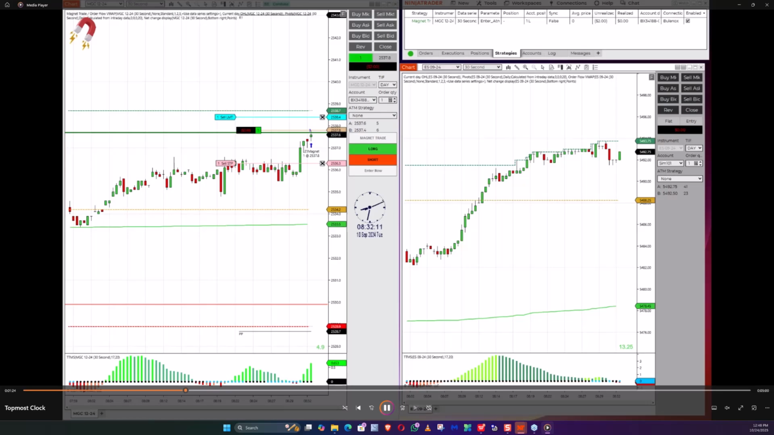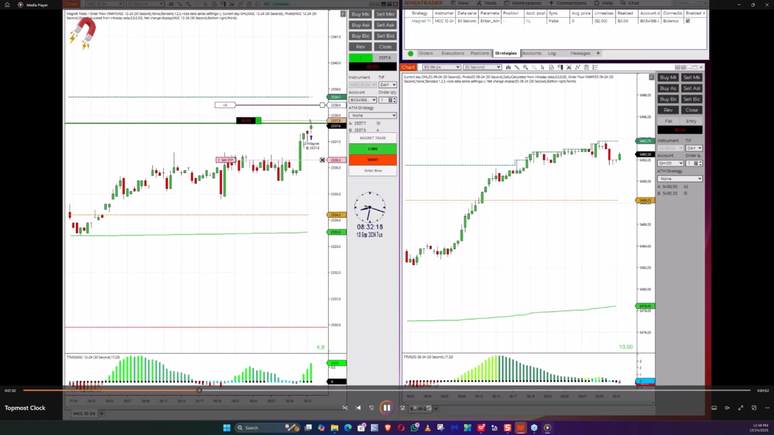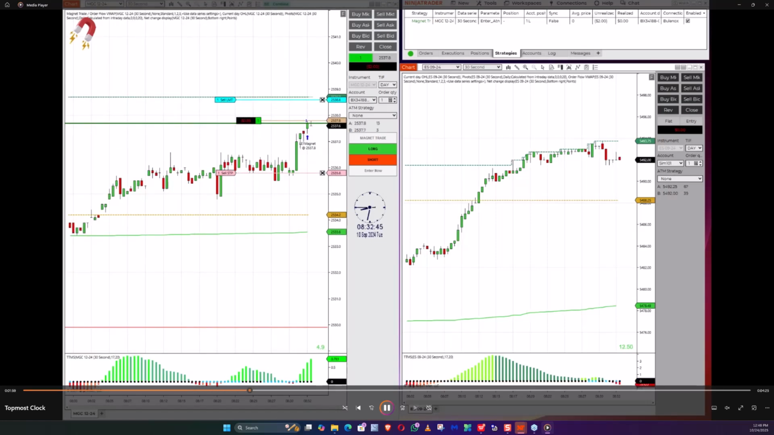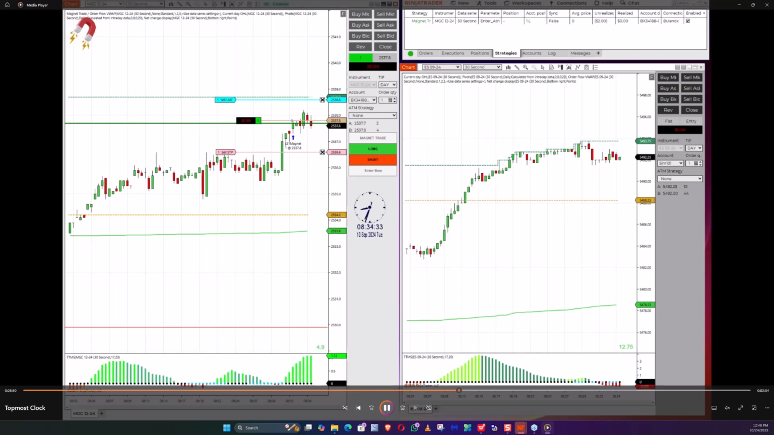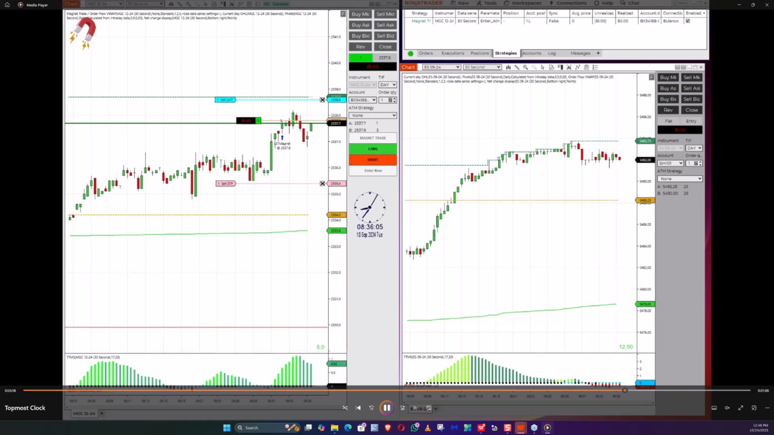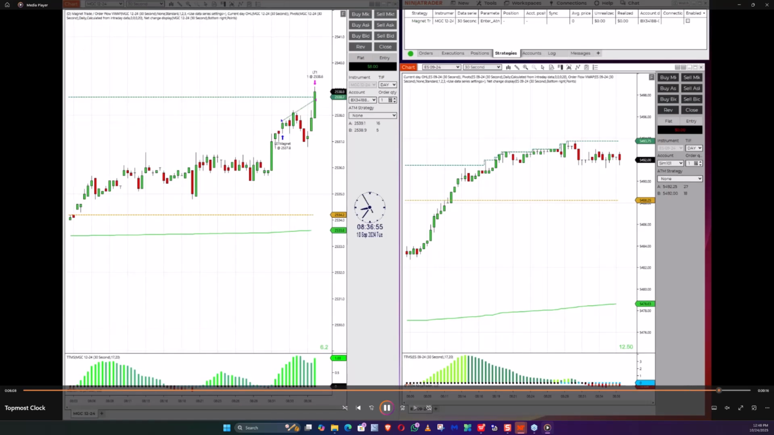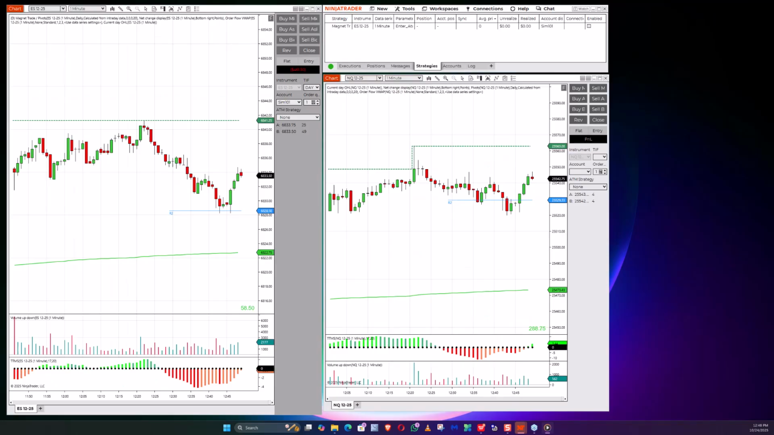And now the magnet is the high of day above me, and my target is before I get to that high of day. And this was a real trade. It pulled back a little bit. It chopped around. Sometimes you got to move your stop. I knew I was pretty comfortable this trade was going to work. Bingo, magnet trade strikes again. That's a magnet trade.